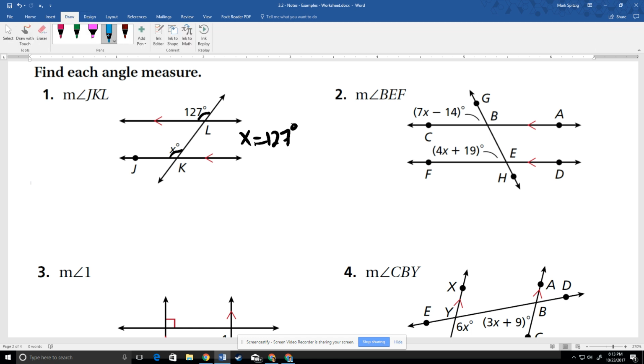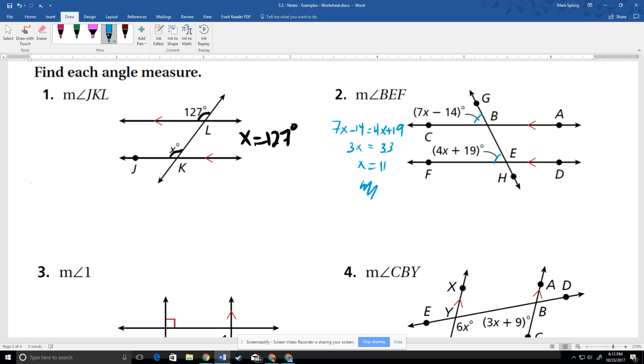All right, let's get some better pen happening. Let's go blue. All right, so over here, we have a similar situation. We have two pairs of corresponding angles with these parallel lines. So we know that these two measures are equal. And so we're trying to find BEF. So I need to find X basically. So I could write an equation. I'll just write it up here. 7X minus 14 has to equal 4X plus 19. So we get 3X equals 33. So X equals 11.